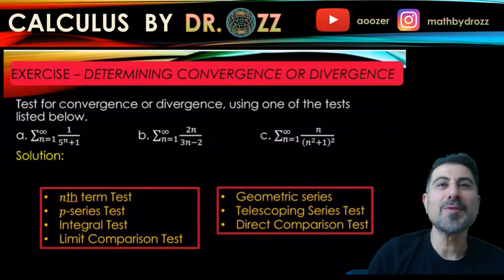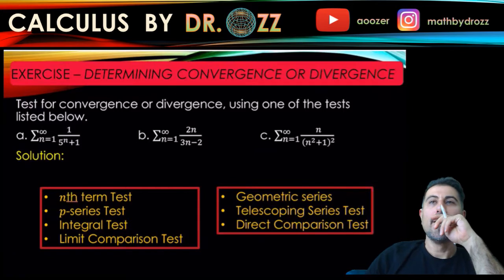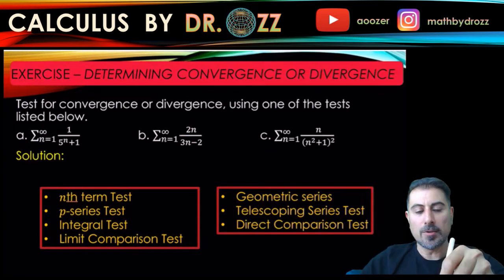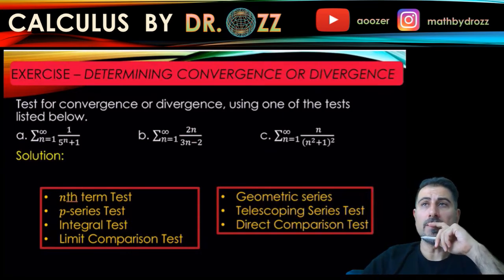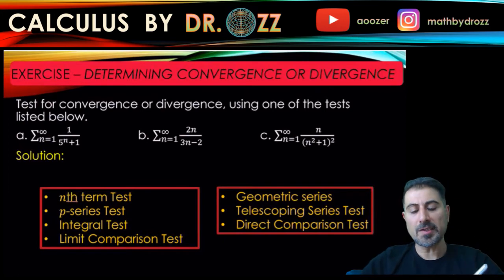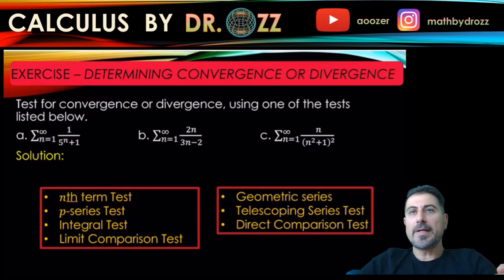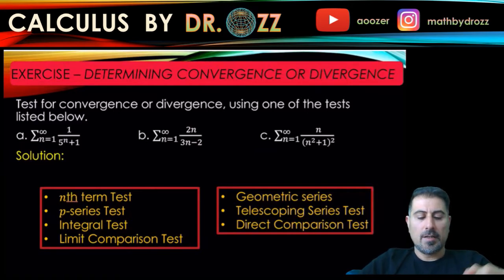Alright, let's start with part A. I want to use all of those tests for one of those examples, whether or not the tests are applicable for the given infinite series. So for part A, you can pause the video and think about this by yourself. Let's just try each test to see if I can apply the test to part A, okay?